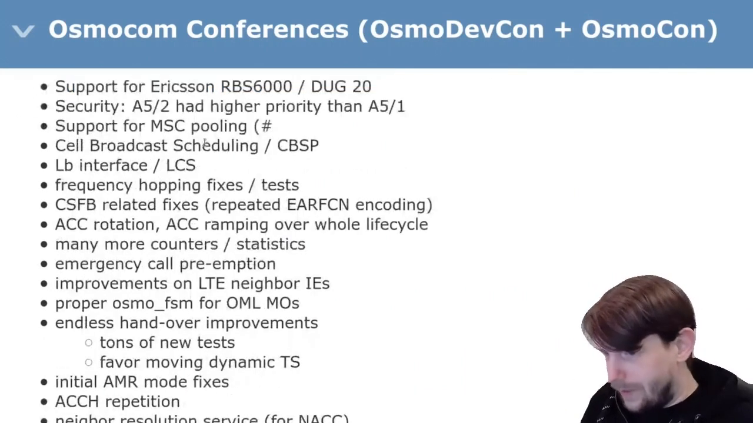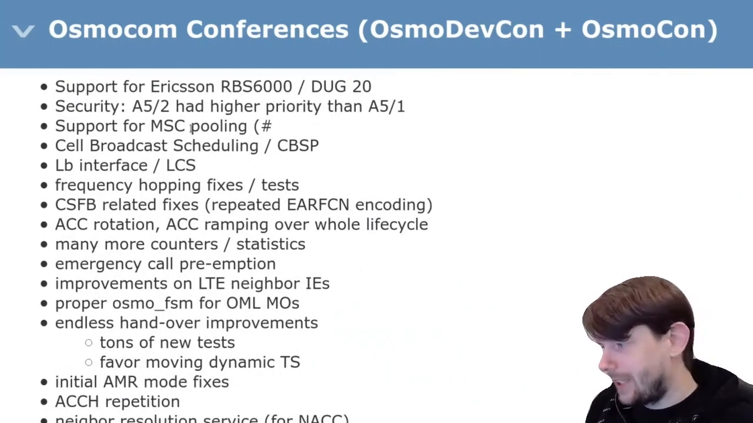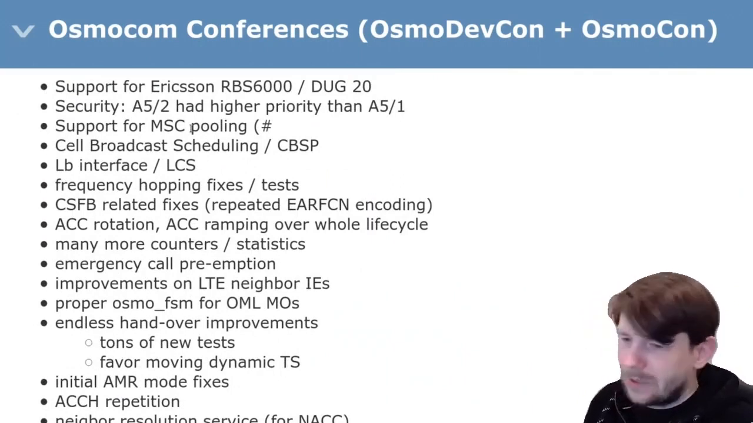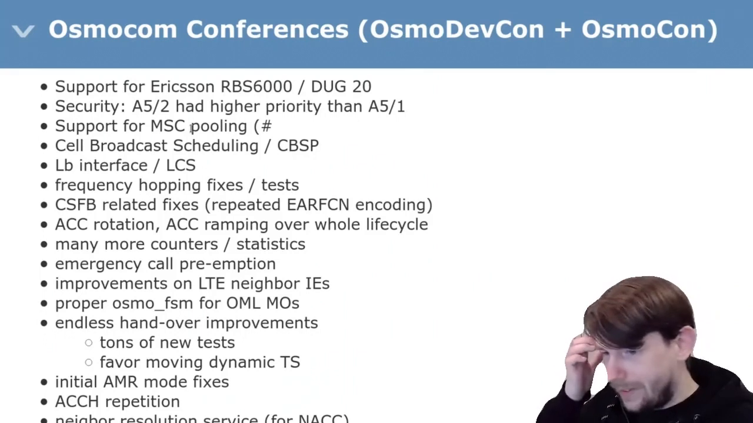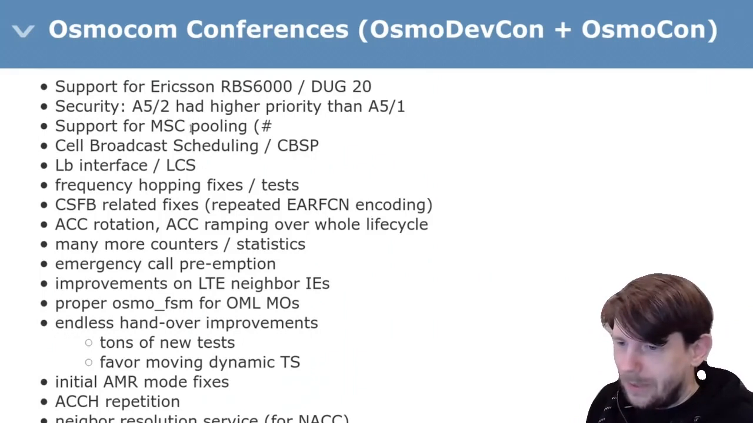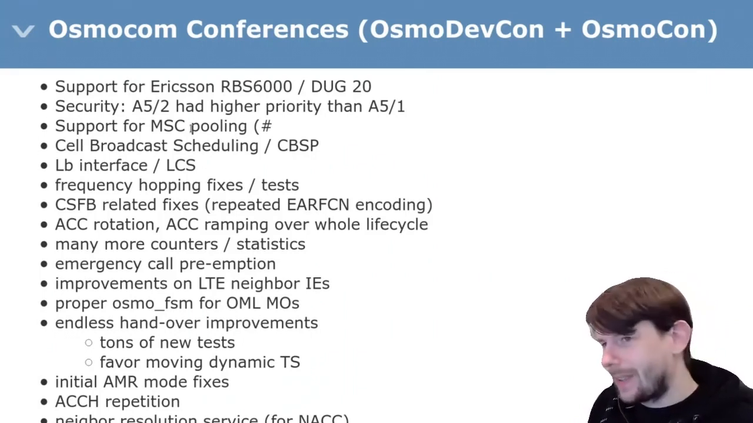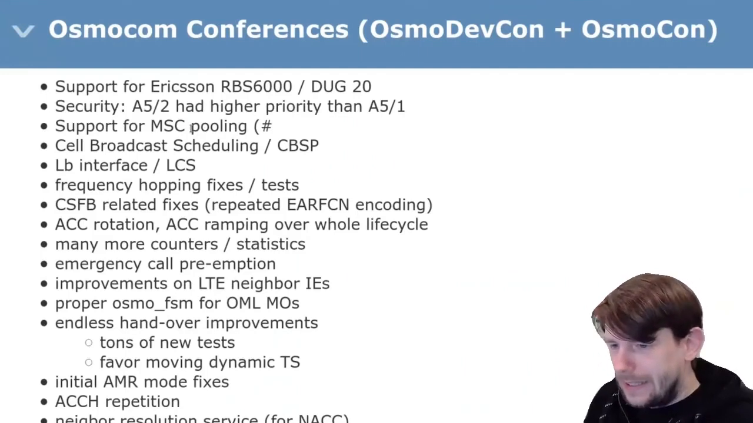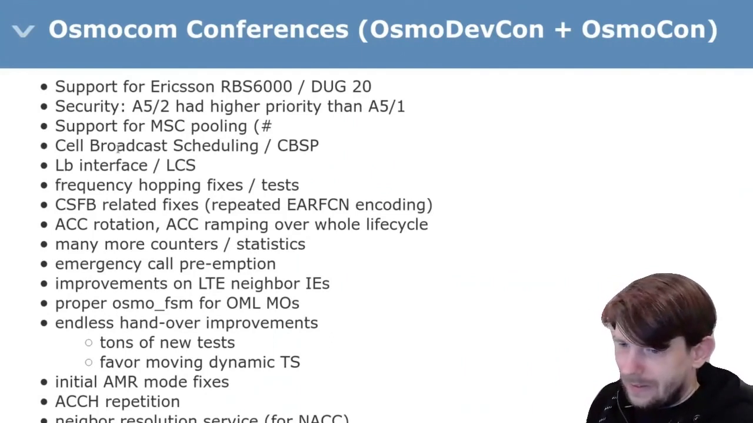We now have support for MSC pooling. MSC pooling is also a relatively modern feature by which the BSC doesn't connect only to one MSC, but to multiple MSCs. And there's some resource distribution based on some bits in the TMSI going on. So some TMSIs are handled by one MSC and some other TMSIs are handled by another MSC. And this approach allows easier scalability, and it's implemented, I think, in most networks today. So we also had to support that in our BSC.